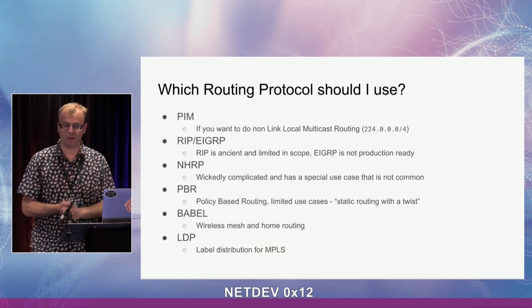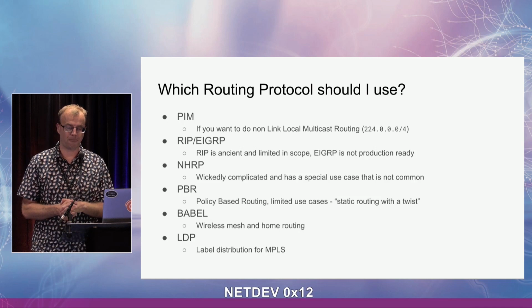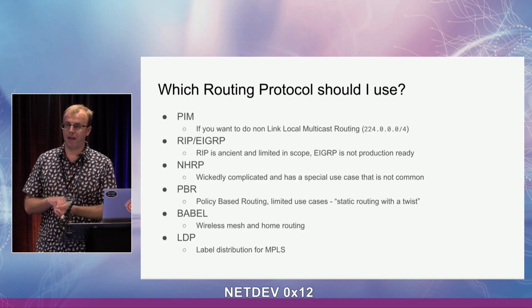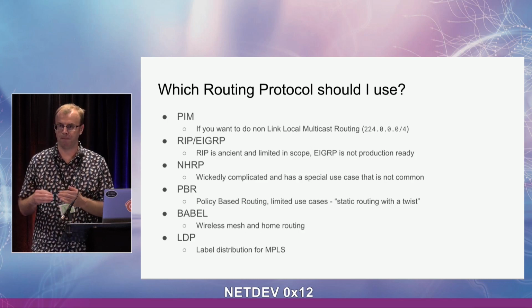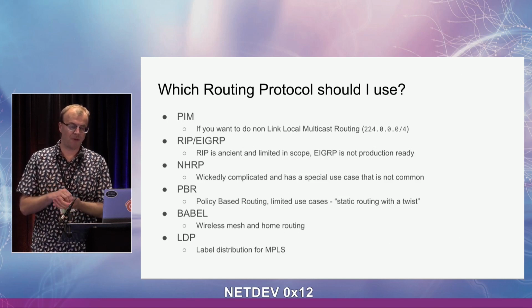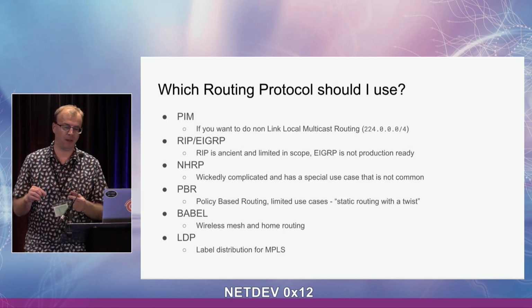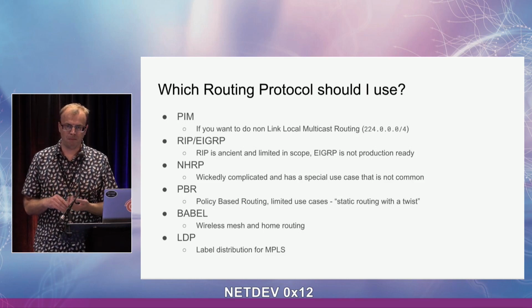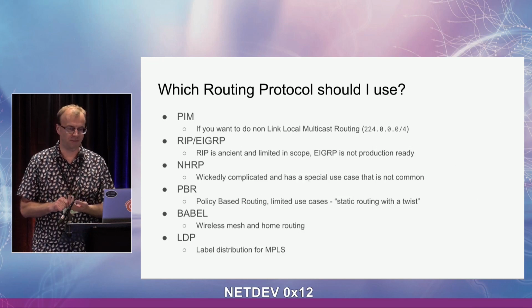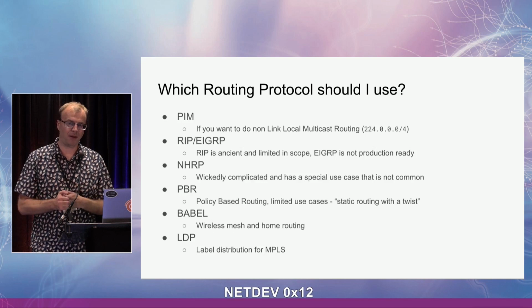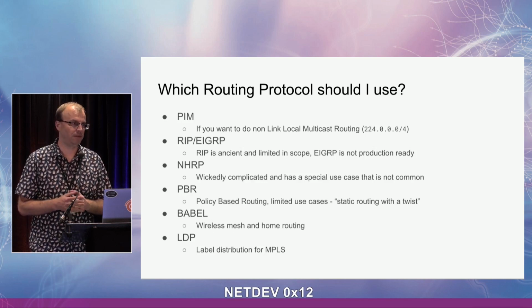All right, so I haven't talked about a whole bunch of different protocols, and I just wanted to mention them at least real quick. If you want to do non-link-local multicast routing, you're going to use PIM. I've lumped RIP and EIGRP together because they're both distance vector routing protocols. Most people don't use RIP. It's ancient, not really great. And EIGRP in FRRouting is not ready for production use right now. It works, but you can easily make it fall over.